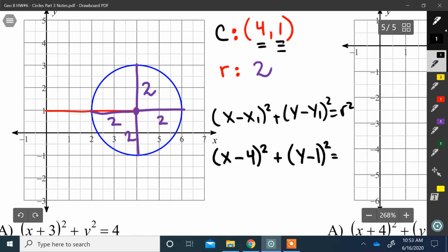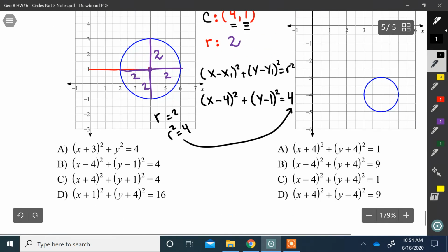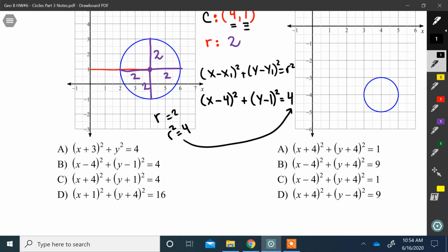Is equal to, remember, r is equal to 2. That means r squared is equal to 4. So that's what I'm going to put right there, 4. So the answer for this one would be x minus 4 squared plus y minus 1 squared is equal to 4. So as you can see, it must be B.